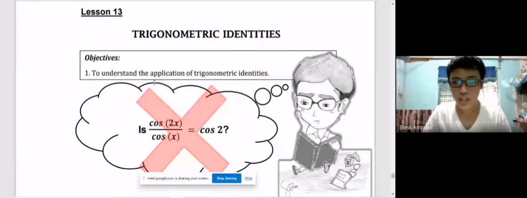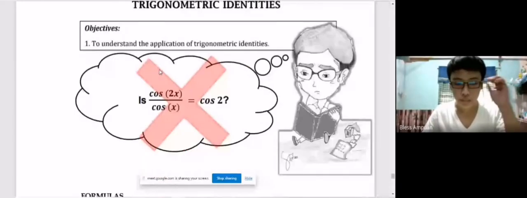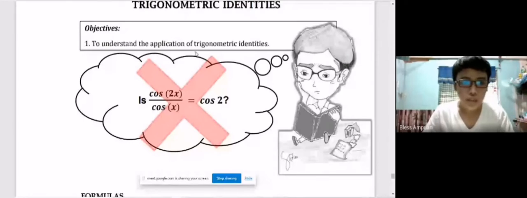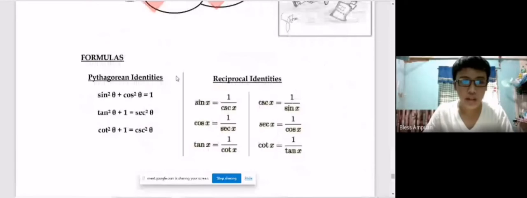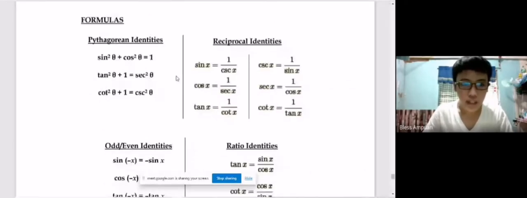Now our topic is lesson 13 about trigonometric identities. Our main objective is to understand the application of the trigonometric identities. Okay, so here are the formulas or the identities. The Pythagorean identities: sine squared theta plus cosine squared theta is equal to 1.